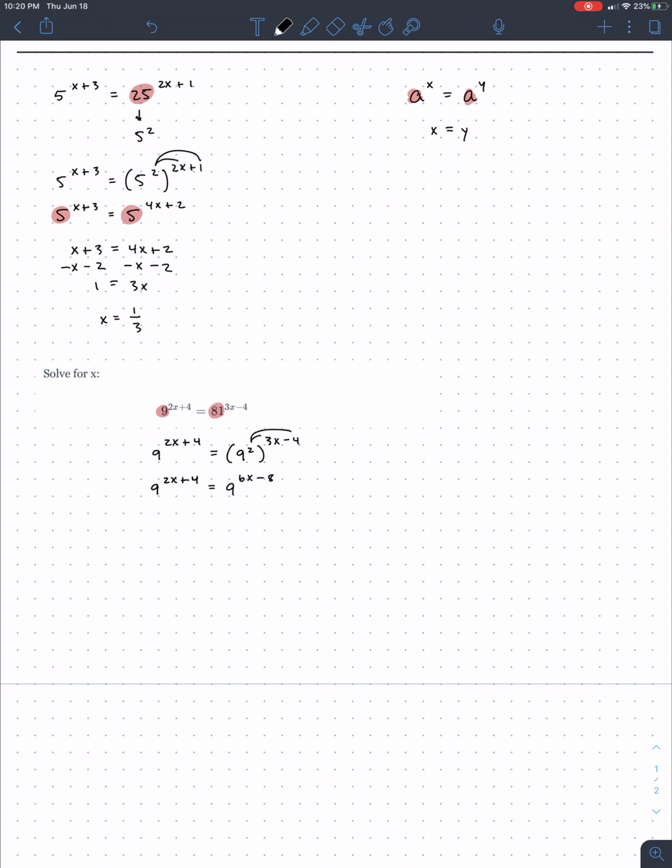And now that my bases are the same, so both of these are now 9, I have 2x plus 4 equals 6x minus 8, and 12 equals 4x, so x equals 3. All right.